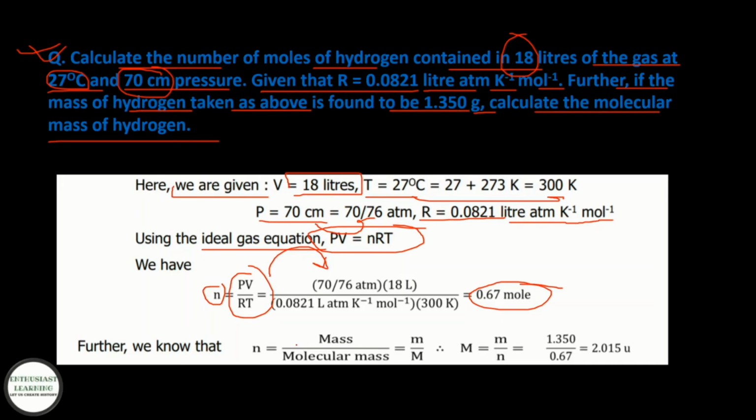But we have to find the molecular mass. So, as we know that n is equal to mass by molecular mass, so molecular mass would be mass by number of moles. So, molecular mass would be 2.015.